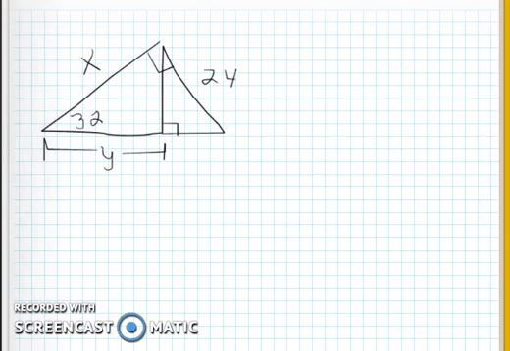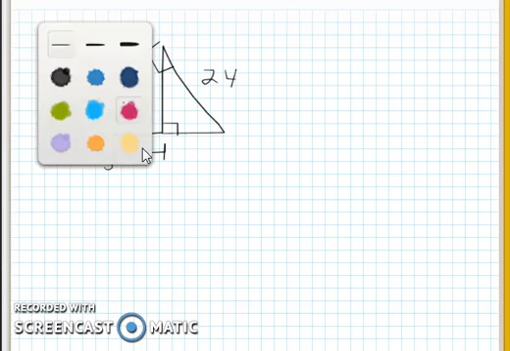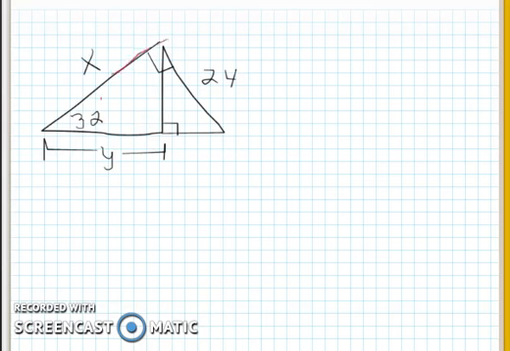Alright, last problem. This one's a doozy. This has got two triangles in it. Pretty tricky. What we have to do is look at the large triangle first.